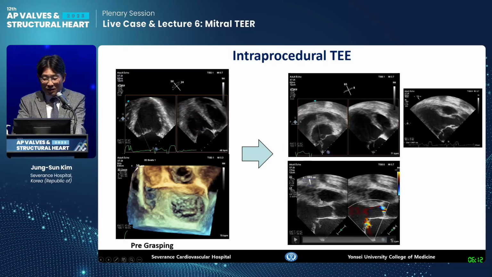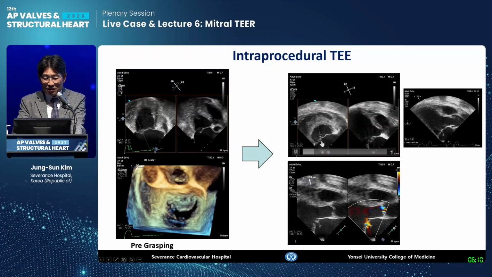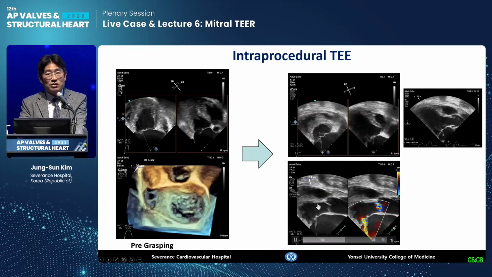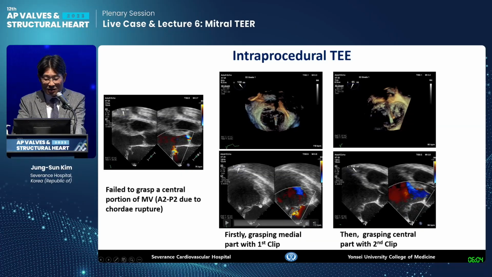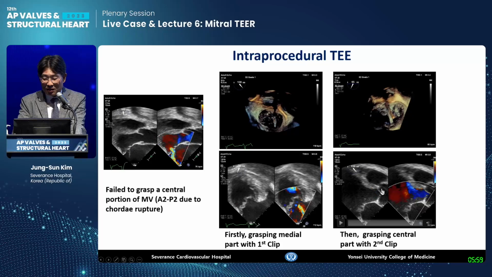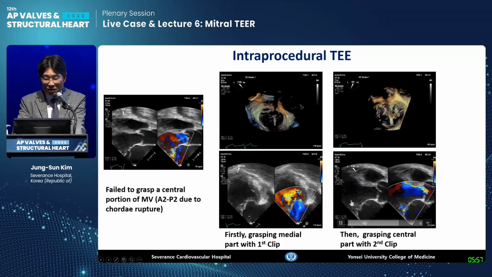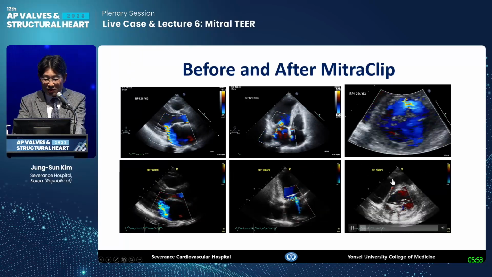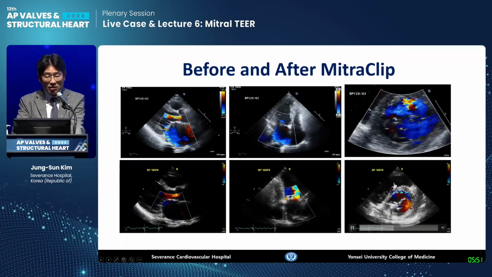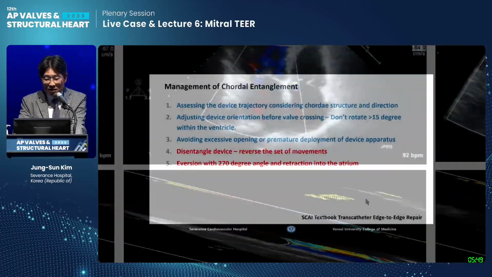So finally, what happened, as you can see here, there is some chordal rupture and increased MR, and it is a more difficult situation to grasp with the NT system. So we moved to a location in the more medial part, and then the central part again with two clips. We decreased the MR, but as you can see here, there is some residual moderate MR in this case.